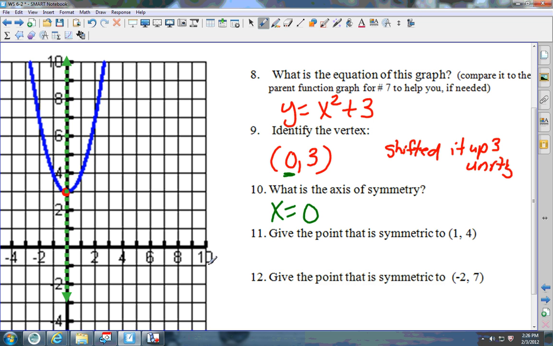The next thing it says is, what is the symmetric point to 1, 4? So let's go over here, 1 and up 4. The symmetric point on the other side of that axis of symmetry, there it is, we have negative 1, 4. You want to make sure the y numbers are the same. The next one says negative 2, 7. What's the symmetric point? So I go negative 2 and up to 7. If I go across here, they've got to have the same y. It is 2, 7. Remember, they have to have the same y number right there.